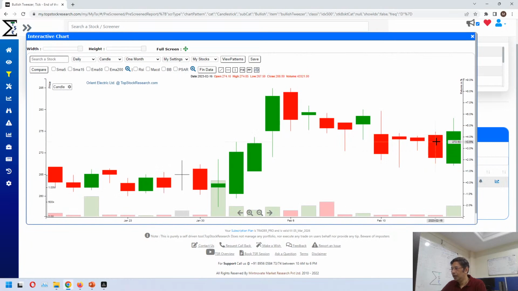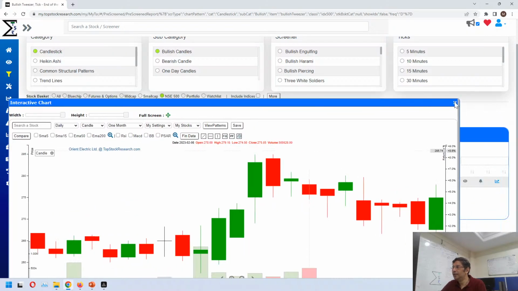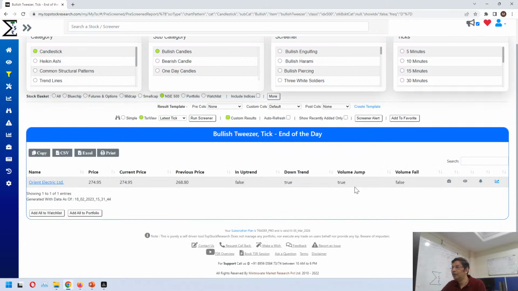There's a big red candle followed by a green candle, right? Had this formed a little bit down below here, it's even better, but this is good. So again, it's coming with good volume, as it suggests here also in the previous one. It's happening in a downtrend. Obviously the tweezer happens in uptrend or downtrend. So this is a good pattern.